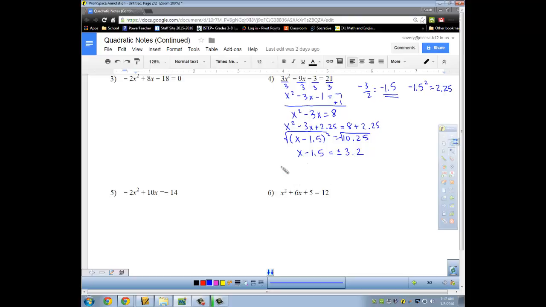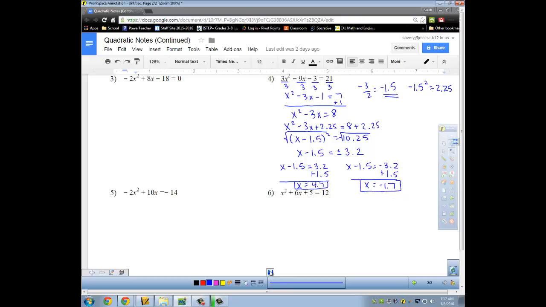So I'm going to set up my two equations. I have x minus 1.5 equals positive 3.2 and x minus 1.5 equals negative 3.2. So the equation on the left, instead of minus 1.5, I will add 1.5 to get x equals 4.7. And then on the right, again, add 1.5 to get negative 1.7.